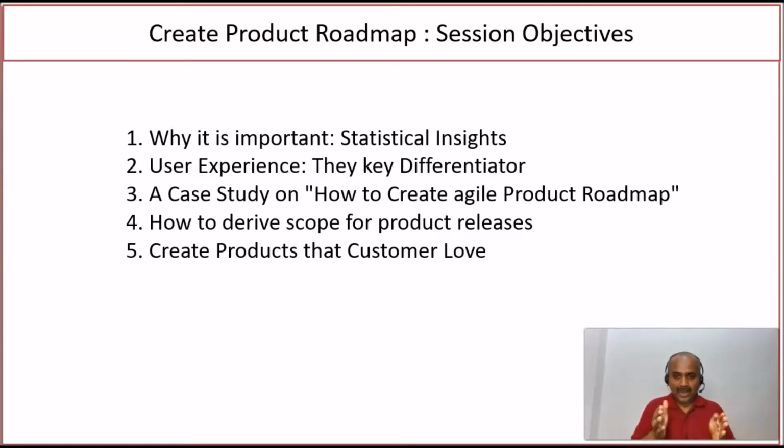From the product roadmap that we derive on the Health Book case study, we will then derive scope for multiple product releases. Thereby, we will learn how to derive scope for multiple release planning events within a product. We will finally close this session with certain thoughts on how to create products that customers love.